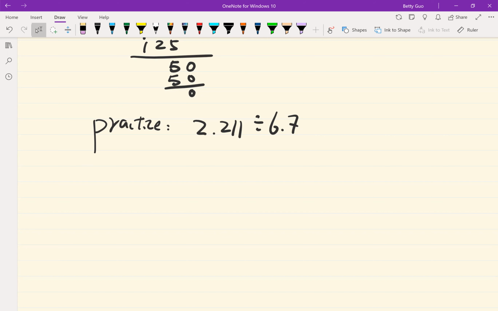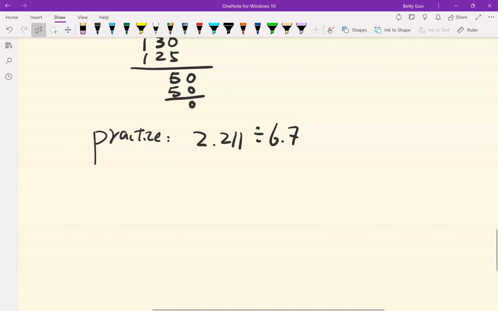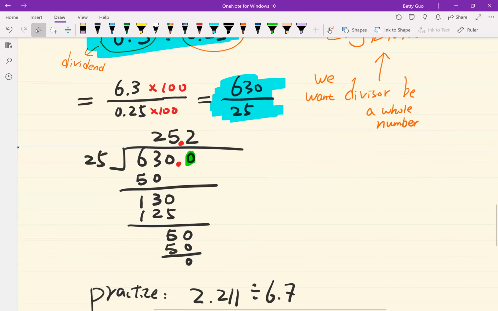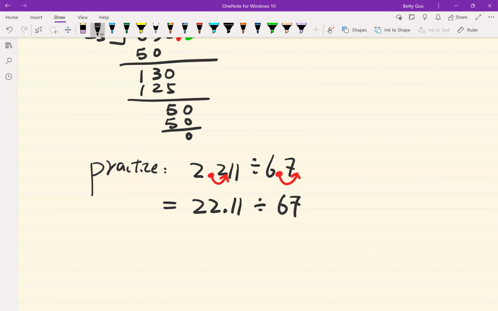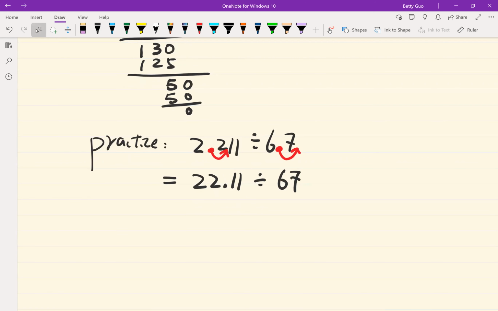Let's see, how do we divide 2.211 by 6.7? Earlier, what did we do in the example? We want to change the divisor to a whole number, right? How do we do that? To the right, how many times? 1 time. We're going to do the same thing to the dividend, right? So you're going to move this to the right 1 time. So the division actually becomes 22.11 divided by 67, right? And then you're going to do the long division. I'll give you a couple of minutes and you work on that first.